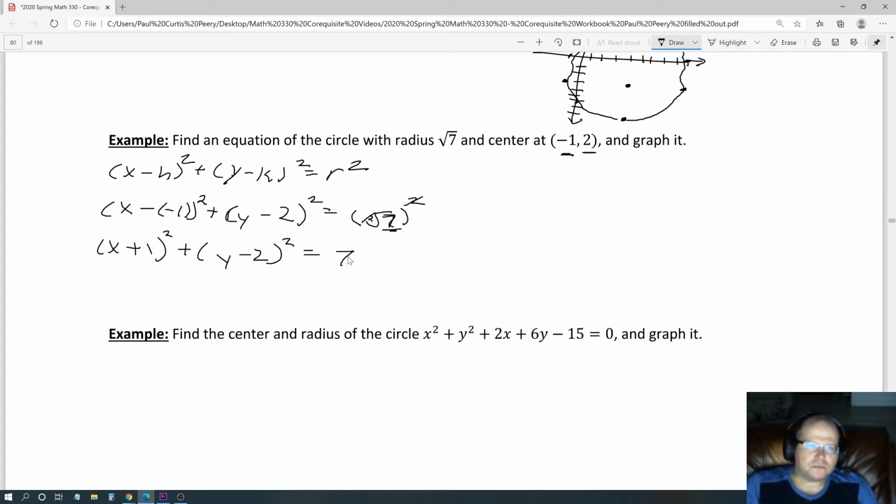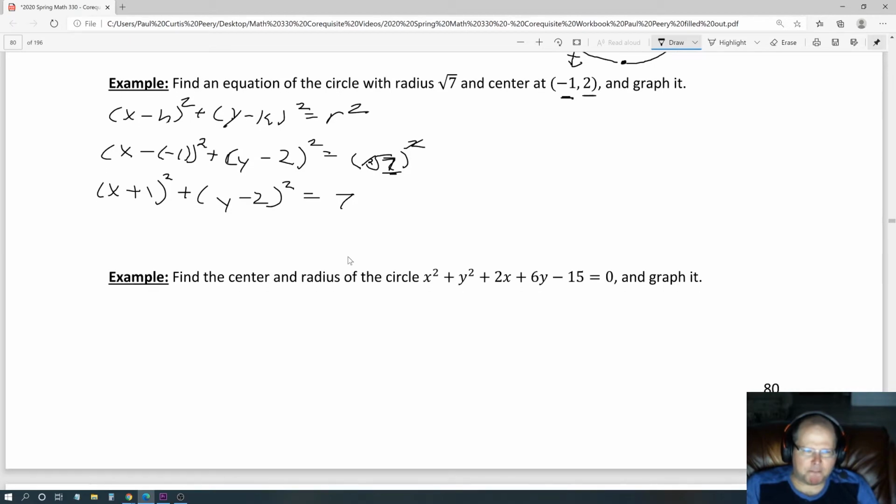Now, I did mention before that you could expand these without having everything in a nice factored form. And this is an example of one where it's not in a nice factored form, right? And they want you to graph it.